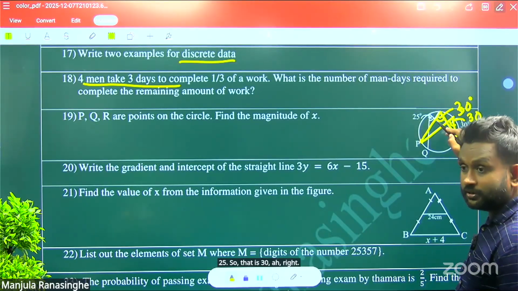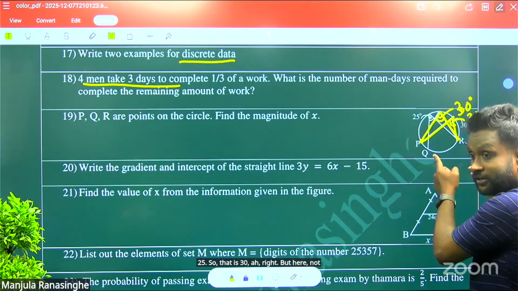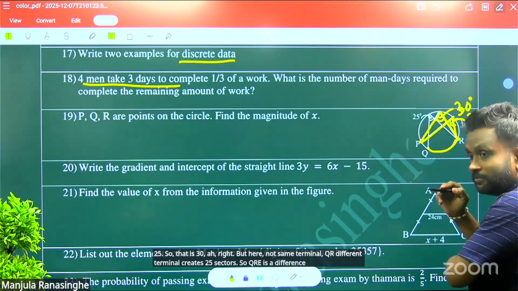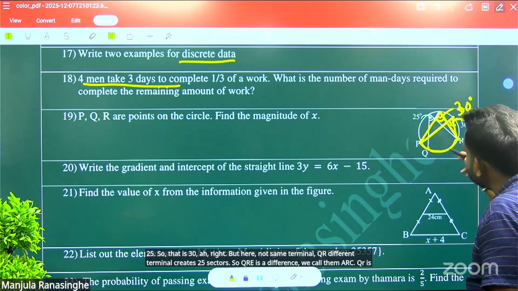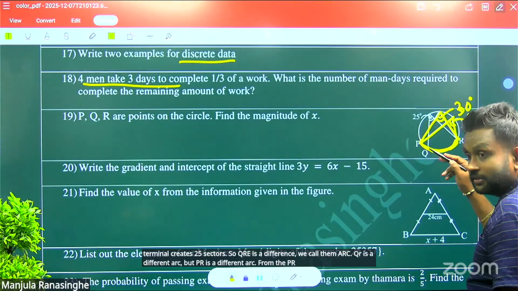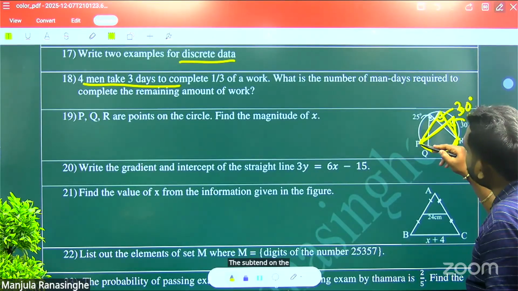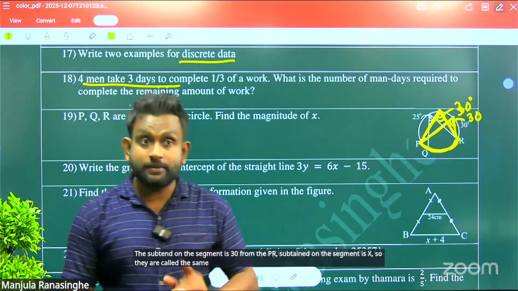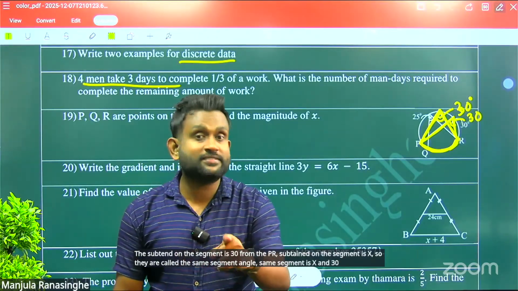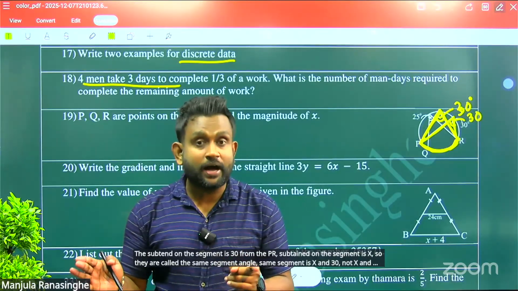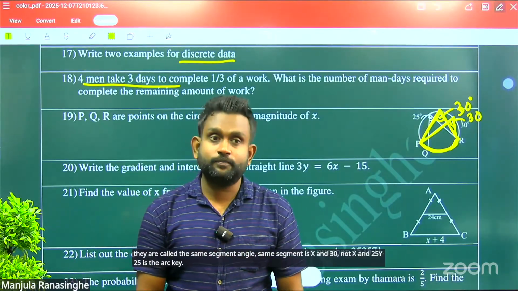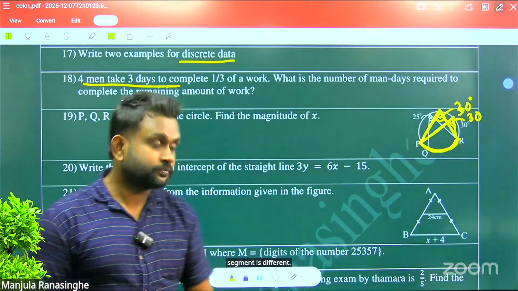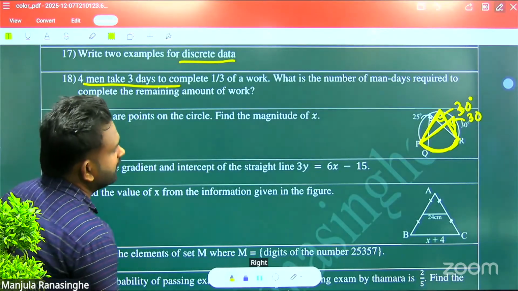If this is 30, then this is 30. But here it is not the same terminal: QR is a different terminal, which creates a 25 sector angle. So QR is a different arc, and PR is a different arc. From the PR arc, the angle subtended on the segment is 30. From the PR, the angle subtended on the segment is x. So they are called the same segment angles. The same segment angles are x and 30, not x and 25. Why? Because 25 is on a different arc. Right, so here x comes as 30 degrees.